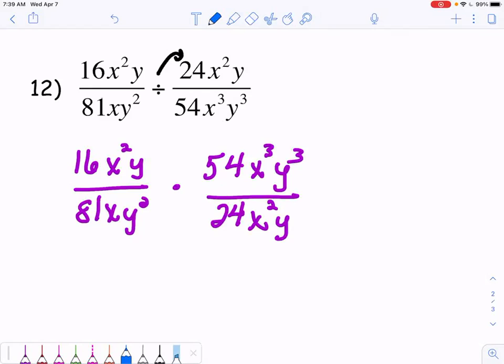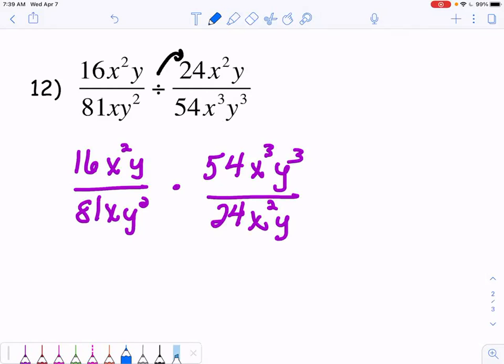And now you want to try and see if you can simplify this or reduce it. So look at the numbers first. Try and reduce those numbers. Or look at the variables first. Try and reduce the variables.